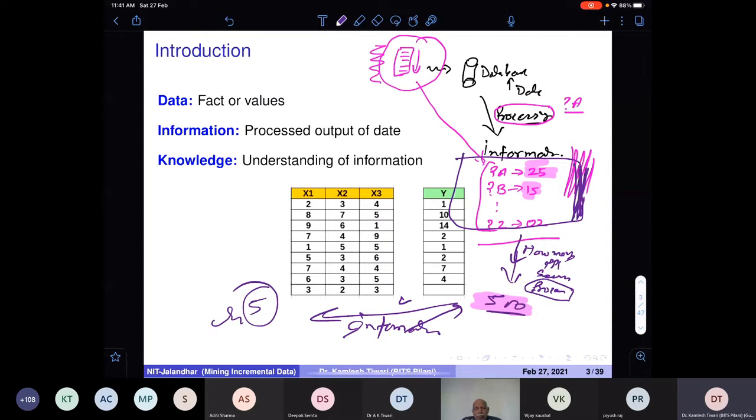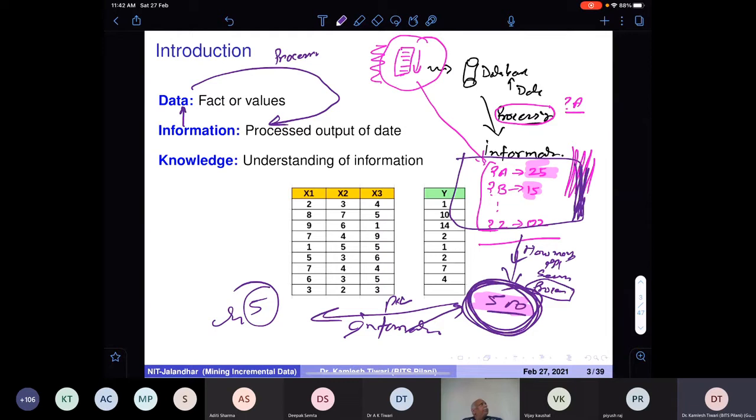So whenever you apply a processing, this information becomes what? This information becomes data. So from the data, you get the information. This information again becomes the data if you store it. And then if you again apply some kind of processing, you again get the information.